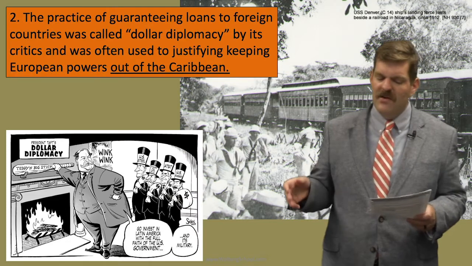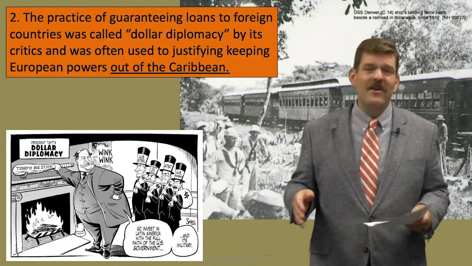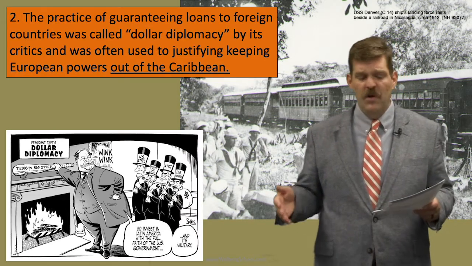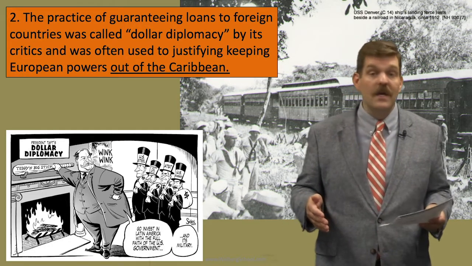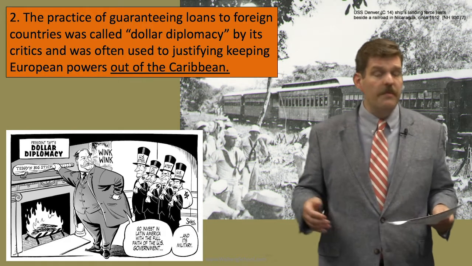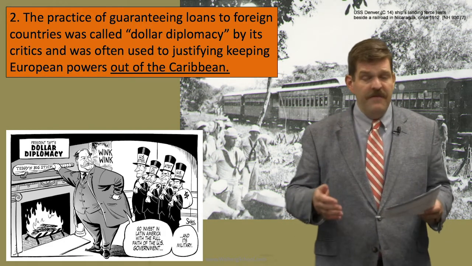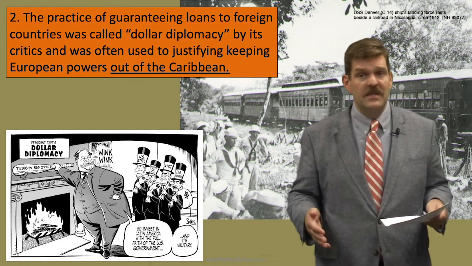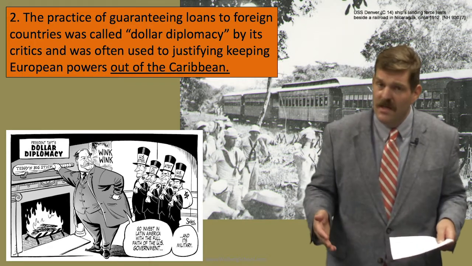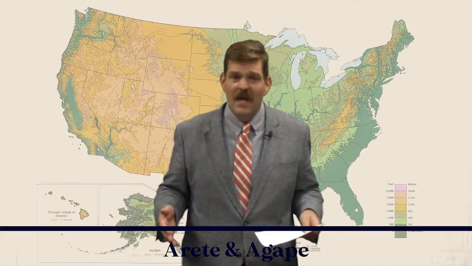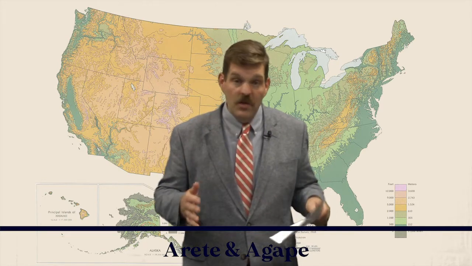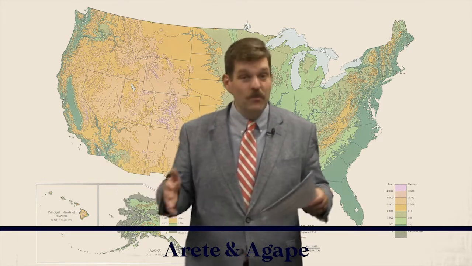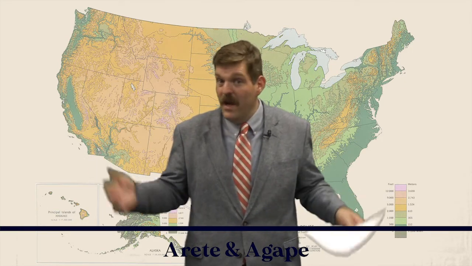That practice of guaranteeing loans to foreign countries eventually becomes known as dollar diplomacy by its critics, and it was often used in justifying keeping European powers out of the Caribbean. There's a couple of ways to keep the peace. You could give the financial means to prop up a system. You could also send in military means to put down unrest, and the United States will take a various set of approaches through the rest of our next unit, and really through most of the rest of this course. And I can't wait to tell you about it.